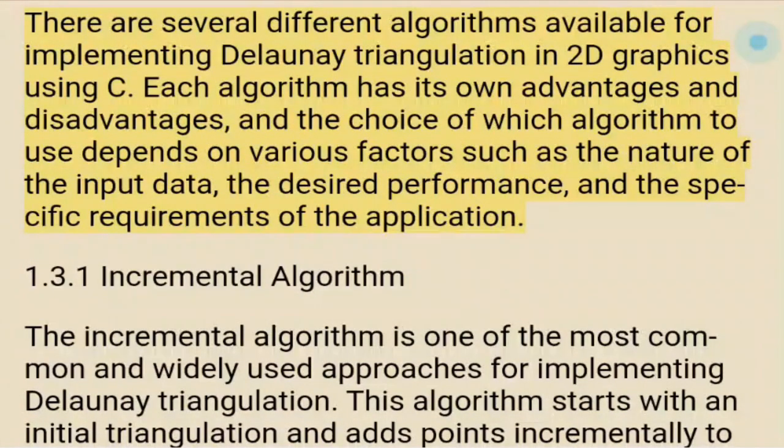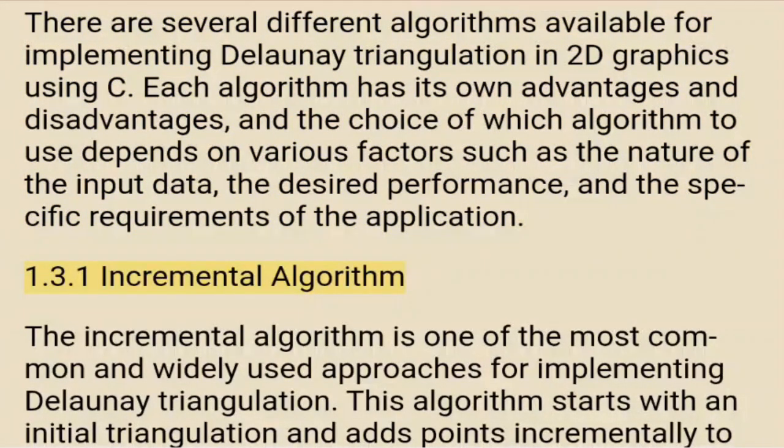1.3 Types of Delaunay triangulation algorithms. There are several different algorithms available for implementing Delaunay triangulation in 2D graphics using C. Each algorithm has its own advantages and disadvantages, and the choice of which algorithm to use depends on various factors such as the nature of the input data, the desired performance, and the specific requirements of the application.